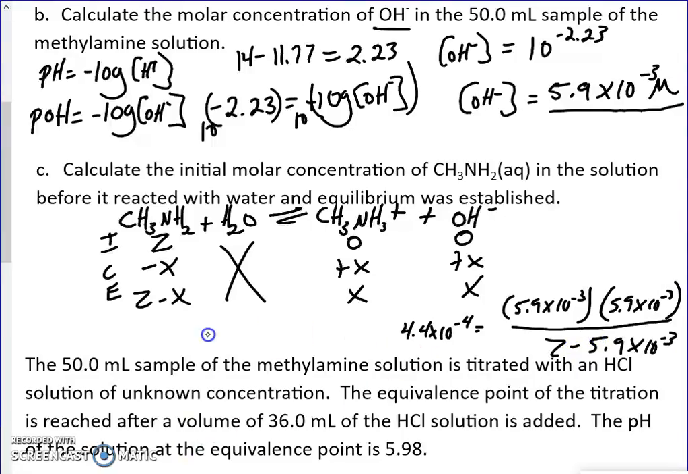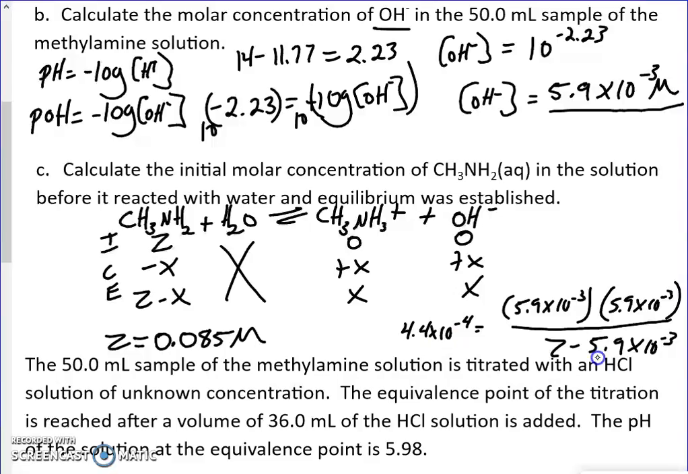And we can just solve this algebraically. And what you should get from here is the original concentration is equal to 0.085 molar, again, keeping with 2 sig figs. So make sure you can do this math.